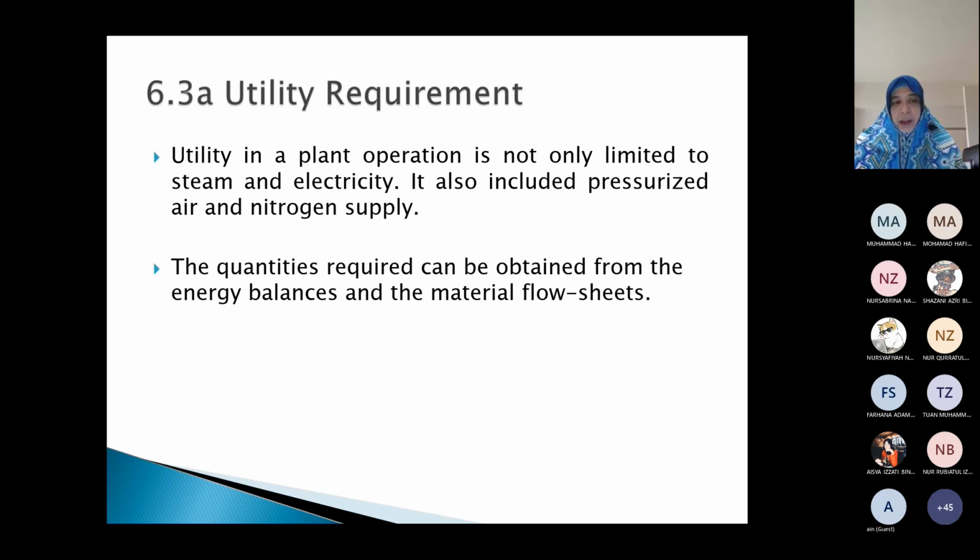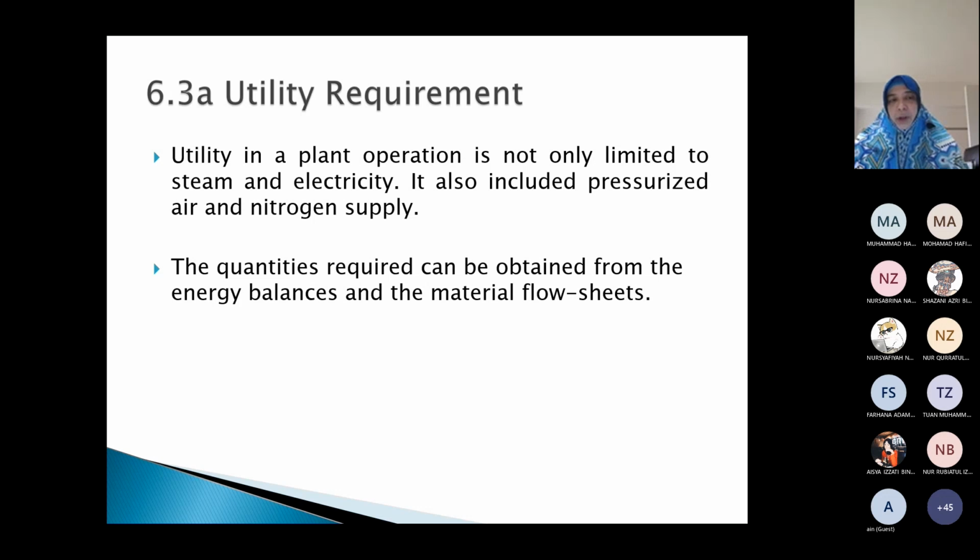And then at the same time, utilities also involve air and nitrogen supply, okay? Compressed air can be used to control the valves in your system, and to operate certain equipment for your plant, all right? So air is also called a utility. And nitrogen is also involved here because its function is to cool something down, okay? That is nitrogen, all right?